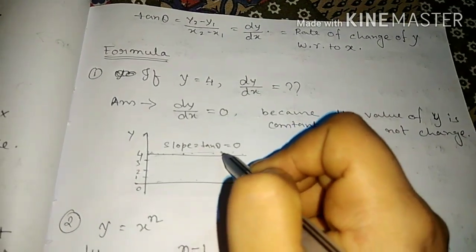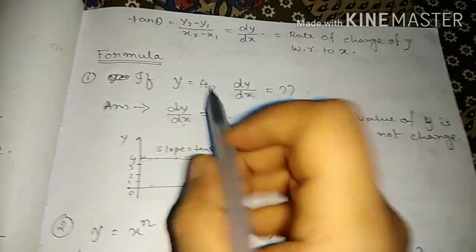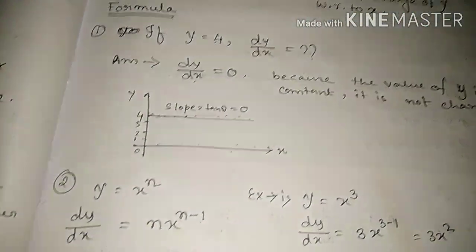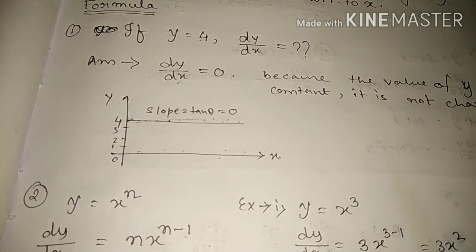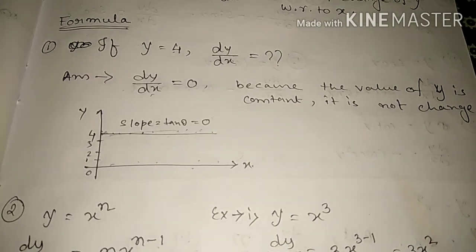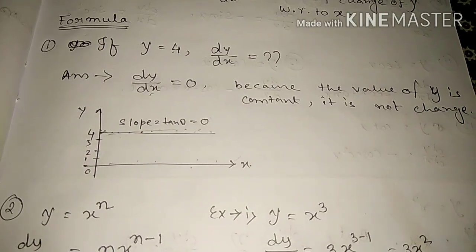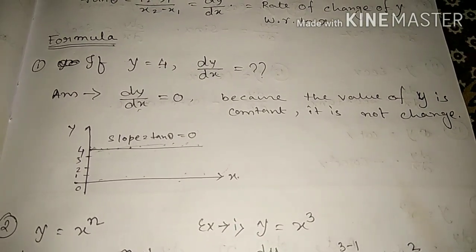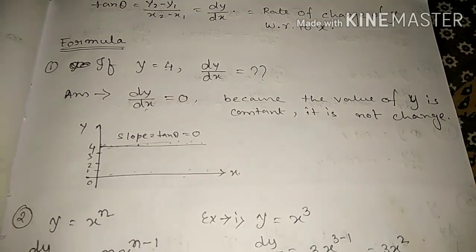If tan theta equals 0, then dy by dx equals 0, because tan theta equals dy by dx. Just remember, if the value of y is constant, any numerical value, with no x, no y, no other term, only the numerical value, like y equals 4, then dy by dx equals 0.